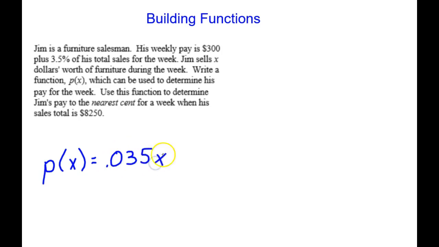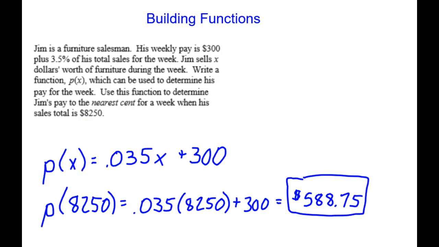times X, which represents the total amount of his sales for that week, and then we add to that his $300, and that's like his flat fee. Even if he didn't sell any furniture items for that week, he would still get that base salary of $300. So here's our basic equation. Now we want to go through and find how much money he would make if he sold $8,250 worth of furniture in that week. Once you plug $8,250 in for X into the equation and simplify, you determine that Jim's pay for the week was $588.75.